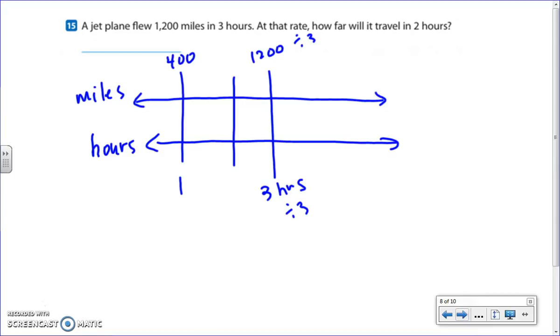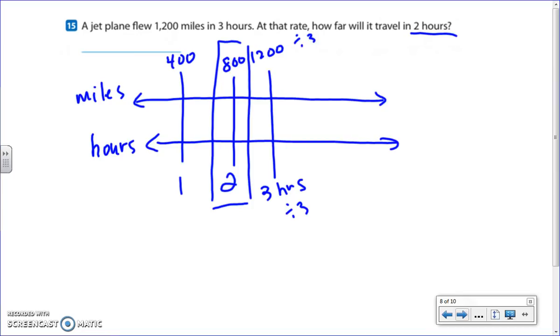So I know that the plane is traveling 400 miles in 1 hour. So all I need to do is figure out how far it's traveling in 2 hours. Well, if in 1 hour they can go 400, then in 2 hours they must be able to go 800. And so using the double number line, I can quickly find that value. The table would be very similar to this, and the unit rate way I could find it is similar as well. It's all very, very similar.